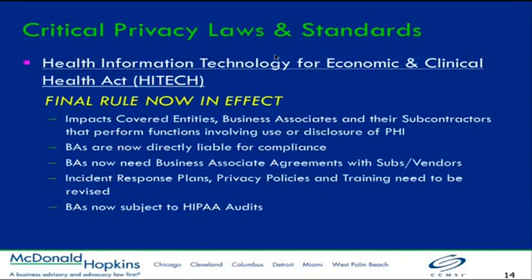Now, under the final rule, business associates are directly liable for compliance. So Health and Human Services can come in and investigate a business associate directly, which before they were not able to do so. Business associates now need business associate agreements with their sub-business associates or their vendors. So again, the rules are trying to push everything downstream to make sure that business associate agreements, which many folks may be familiar with and have signed in their businesses, that they're now pushing those downstream to their vendors that in fact have and touch confidential information.